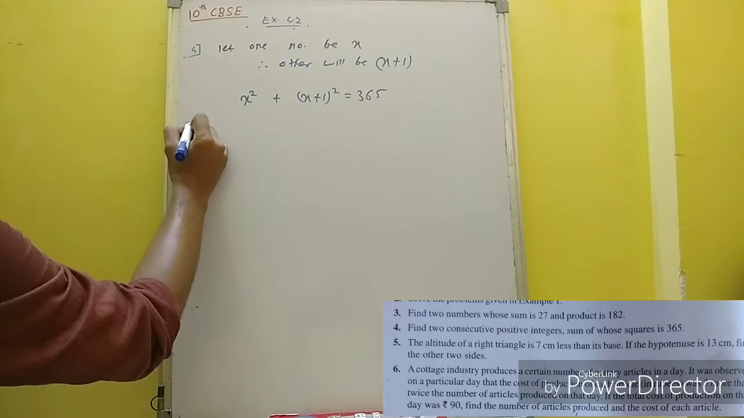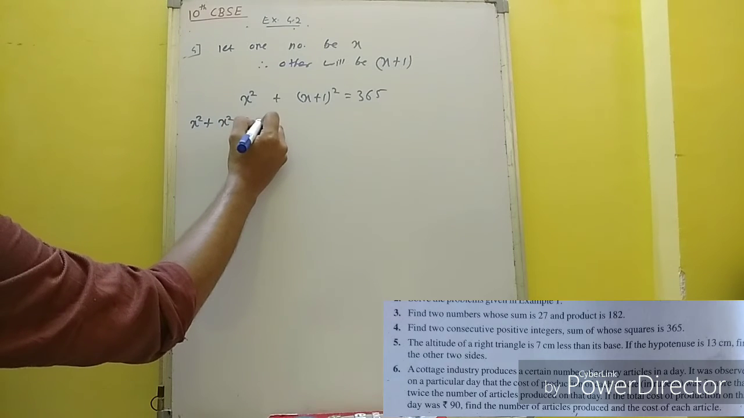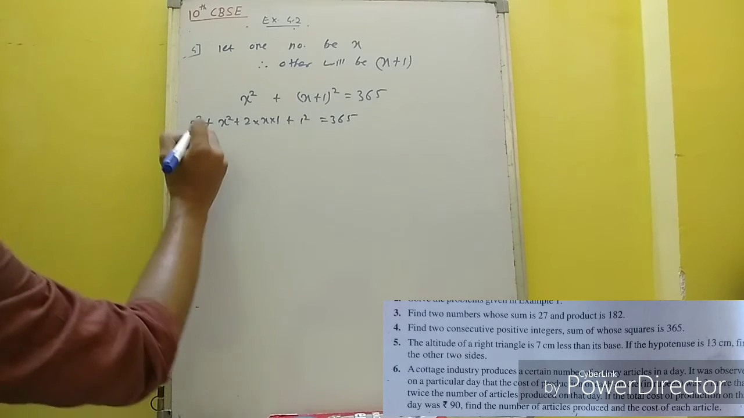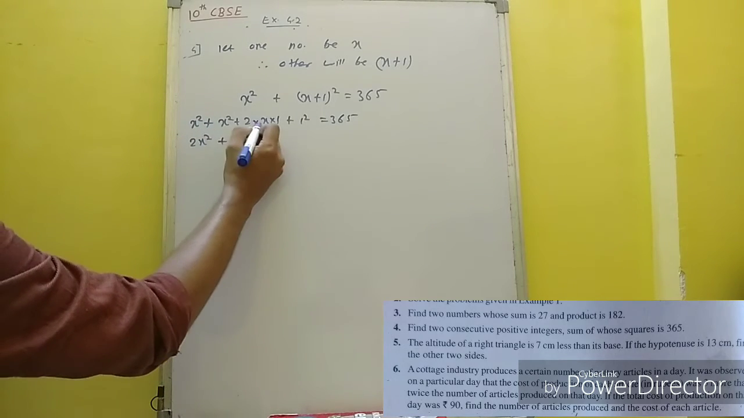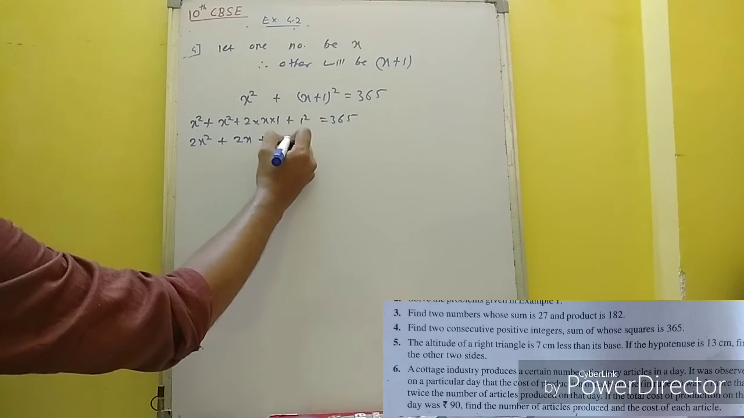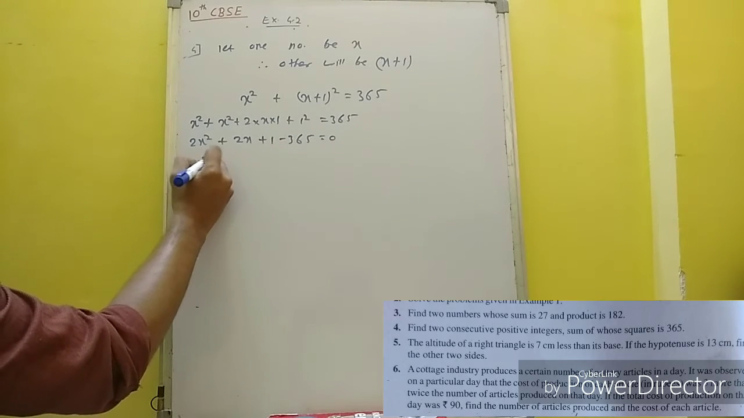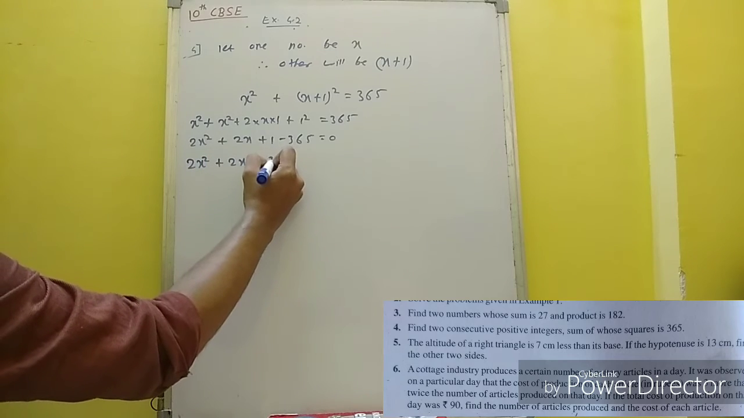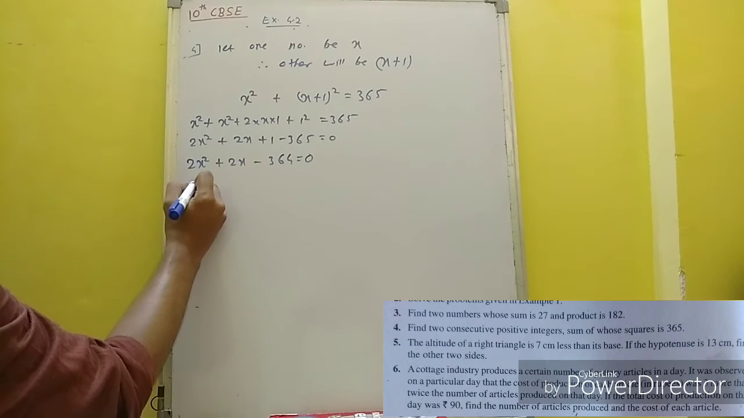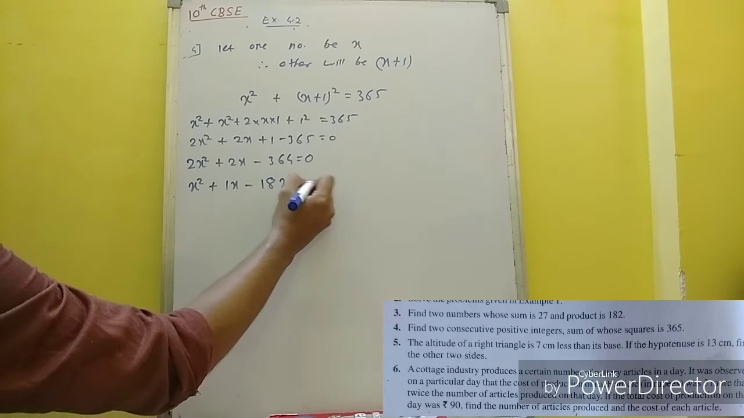So we will open the bracket. We have a plus b, the whole square is a square plus 2 into a into b plus b square, is equal to 365. x square plus x square, 2x square, 2 into x into 1 is 2x, plus 1 square is 1, plus 365 will come this side and become minus 365. So we have 2x square plus 2x minus 364 is equal to 0. Now we will divide it by 2. So we have x square plus x minus 182. 2 8s are 16, 2 2s are 4.